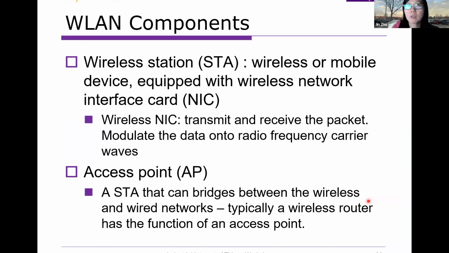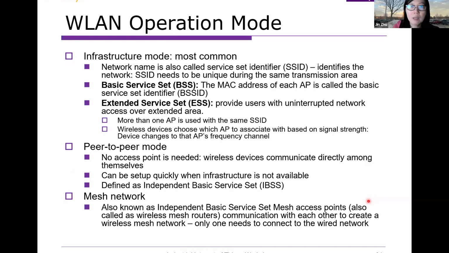Typically, a wireless router will support that. At home, you're going to have that. There are 3 major different operation modes supported by Wi-Fi or the wireless LAN. The most commonly used one is the infrastructure mode. In this case, we have an access point and the wireless devices. The Wi-Fi devices, the end devices, are connected to the access point.